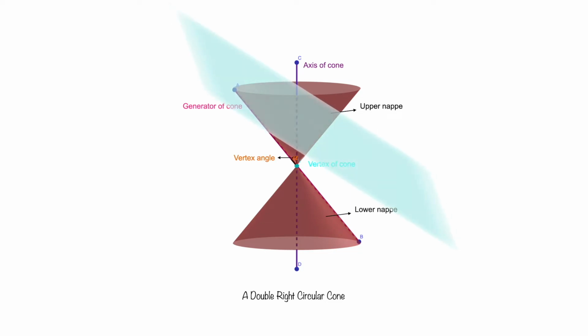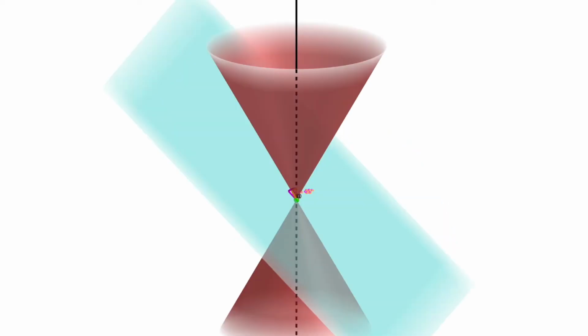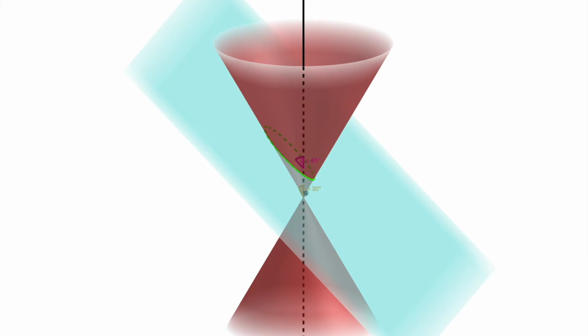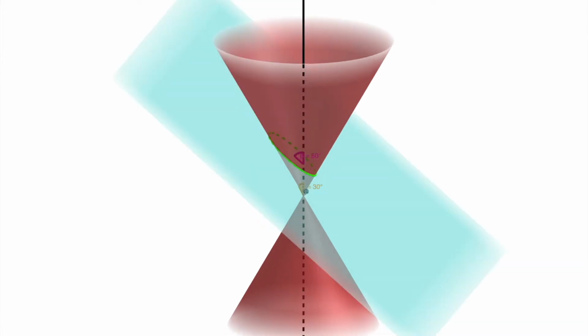If we cut this double right circular cone with a plane that makes beta angle with the axis of the cone, then the intersection is going to be a two-dimensional curve. This intersection of the plane with a cone takes place either at the vertex of the cone or any other part of the nap. In the following context, alpha denotes the vertex angle, beta denotes the angle that the cutting plane makes with the axis of the cone. Here I am considering a double right circular cone with a vertex angle alpha equal to 30 degrees.